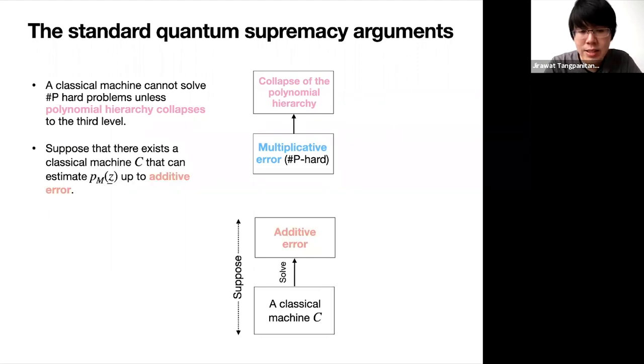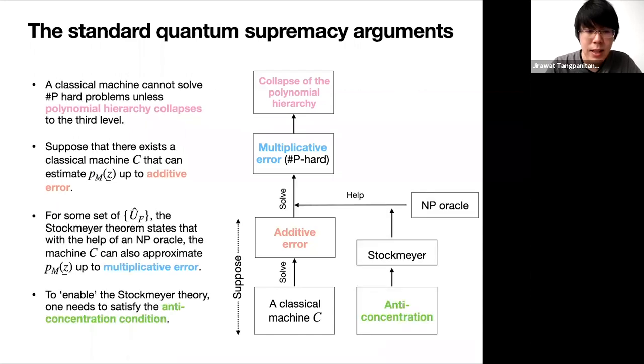And the second ingredient is that we're going to assume that there is a classical machine that can do this additive error. And then the third step is slightly complicated. There exists a theorem called Stockmeyer's theorem that says you can use an NP oracle to help the machine solve the multiplicative error. So you boost the machine from additive to multiplicative. But in order to enable this Stockmeyer argument, you need what is known as the anti-concentration condition. Because if we believe that the polynomial hierarchy should not collapse, then we should also believe that there should not exist such a classical machine that can do additive error.